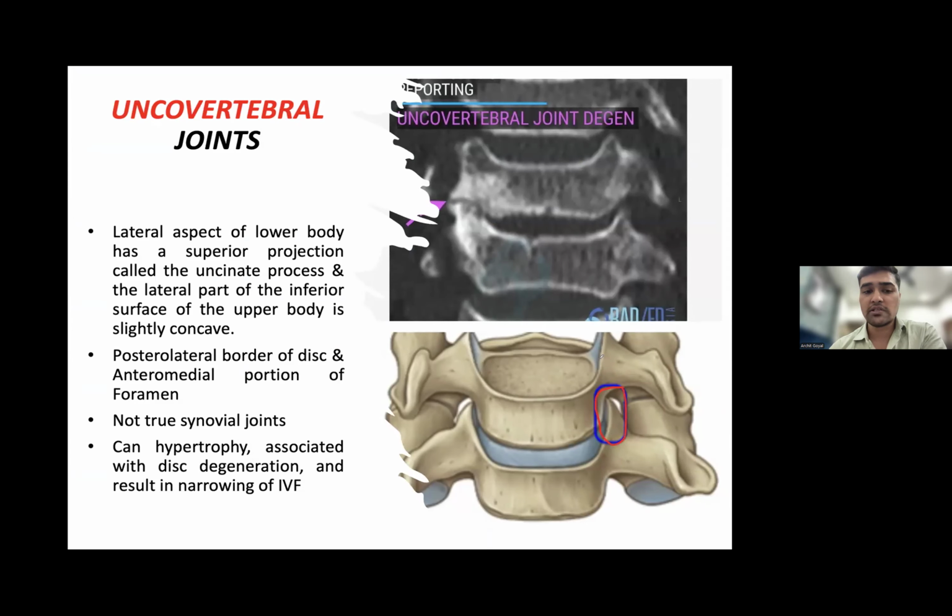Now, this uncovertebral joint is located just anterior to the intervertebral foramen in the cervical spine, and hypertrophy and degeneration of the uncovertebral joint is another important cause of cervical radiculopathy, as can be seen in this CT scan, where there is degeneration, hypertrophy, and osteophyte formation at the uncovertebral joint level, and that results in cervical radiculopathy.